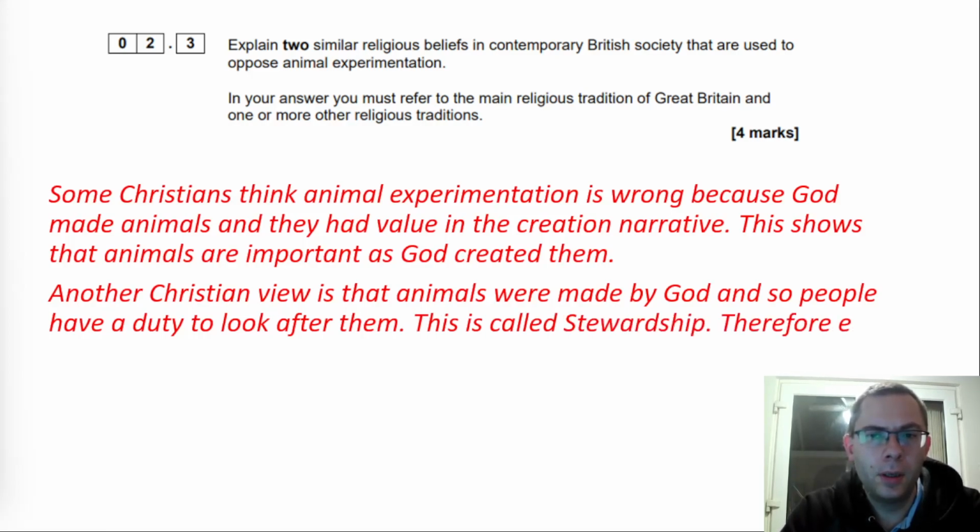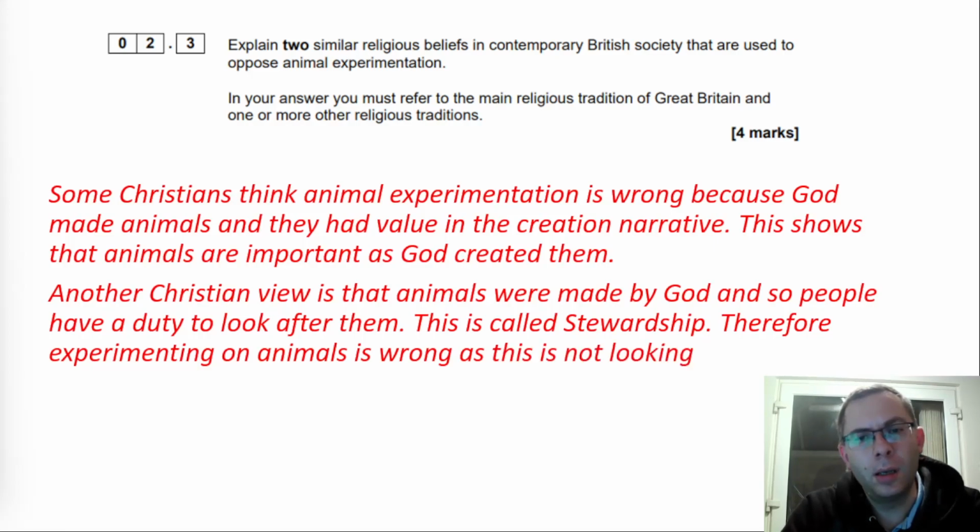Therefore, experimenting on animals is wrong, as this is not looking after them. Okay, that is 4 out of 4. Okay, you might argue it's not very well written. It is quite late when I'm putting this together, but it's the process I'm trying to show you this evening. It's how it actually fits together. So I've got 2 points there.